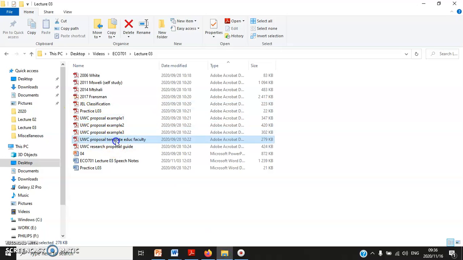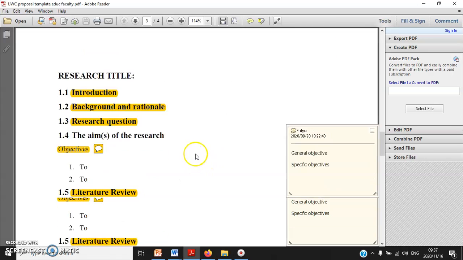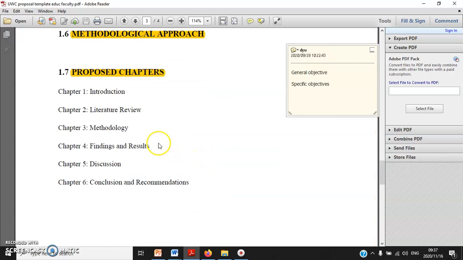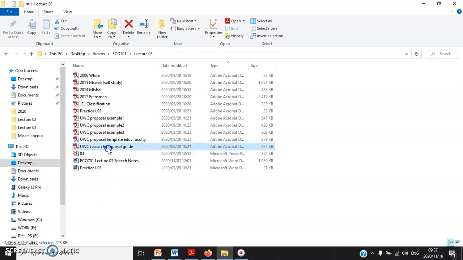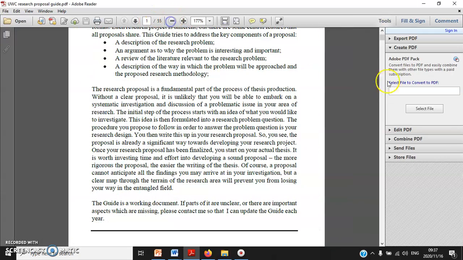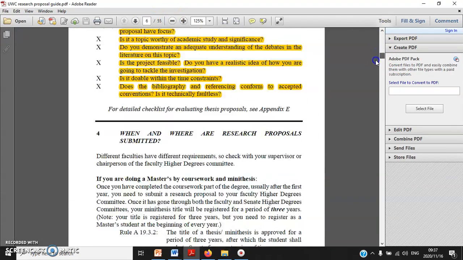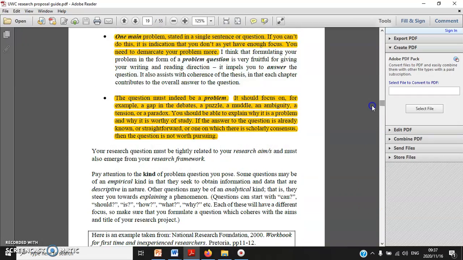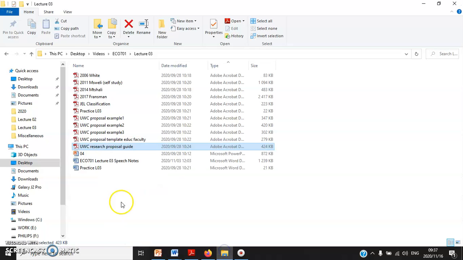Proposal example, and then I also have the research proposal template from education faculty. If you are comfortable with that, then you can use this structure. Okay, proposal structure template. And if you have time, you can go through this UWC research proposal guide again. I wish you would have the time to read the whole document, but if you don't, then focus on the text that I highlighted in yellow. Okay, the relatively more important part.